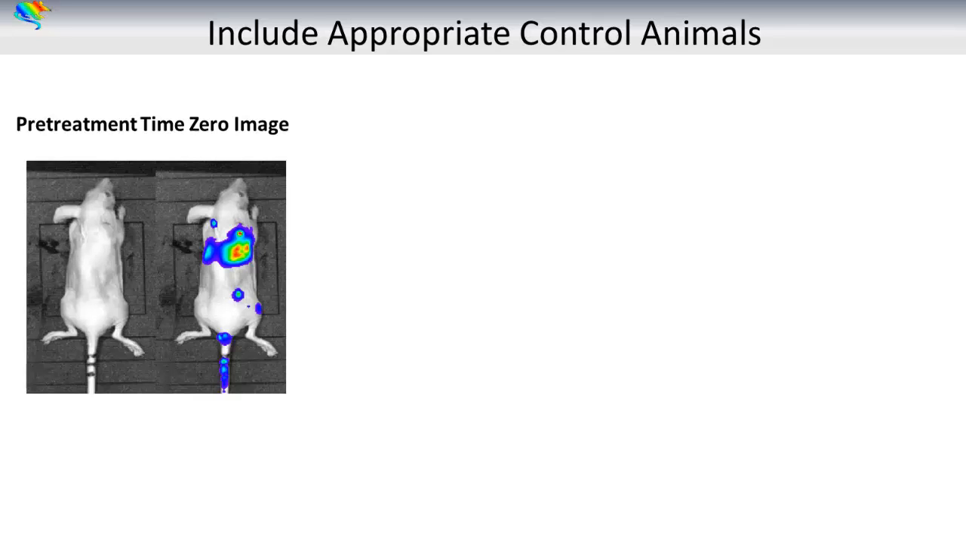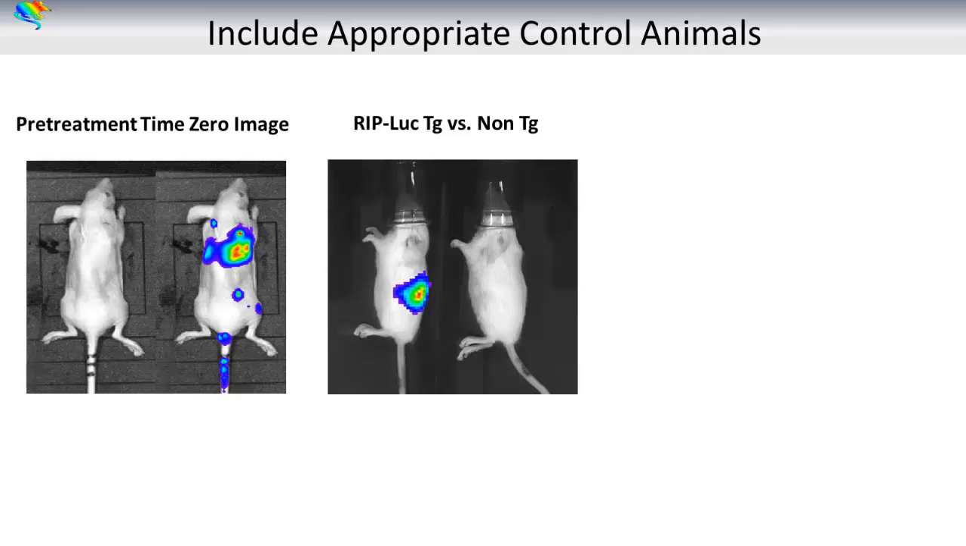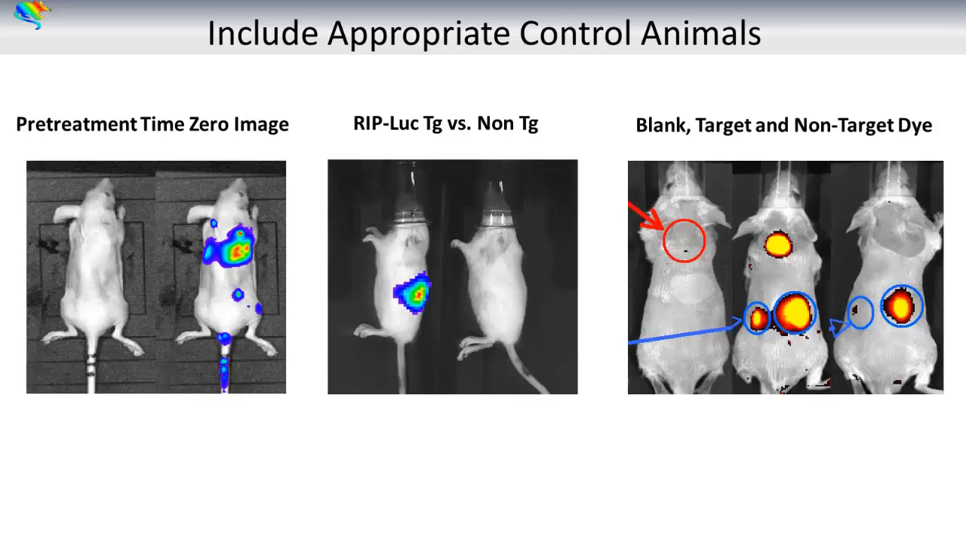For transgenic mice, we like to include a non-transgenic negative control. For fluorescence, the minimum is to include a blank negative control and a non-targeted dye, for example an IgG-labeled antibody or free non-reactive dye, versus the targeted imaging agent. A block target may also be of interest to validate specificity. Ideally, the target will also express, for example, luciferase to again validate specificity.